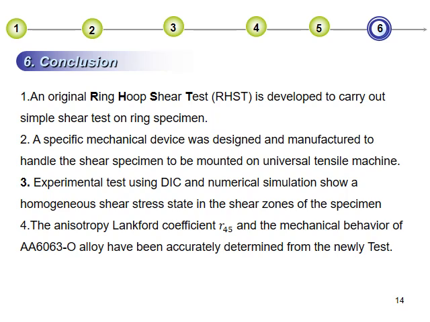Finally, an original ring hoop shear test is developed to carry out simple shear tests on ring specimens. A specific mechanical device was designed and manufactured to handle the shear specimen to be mounted on a universal tensile machine. Experimental tests using DIC and numerical simulation show a homogeneous shear stress state in the shear zones of the specimen. The Langford coefficient R45 and the mechanical behavior of the aluminum alloy 6063 have been accurately determined from the RHS test.